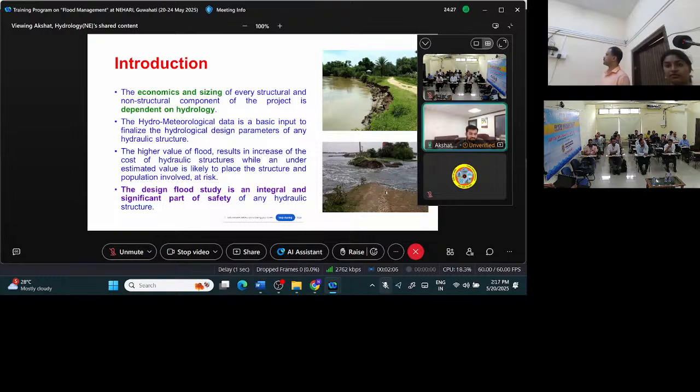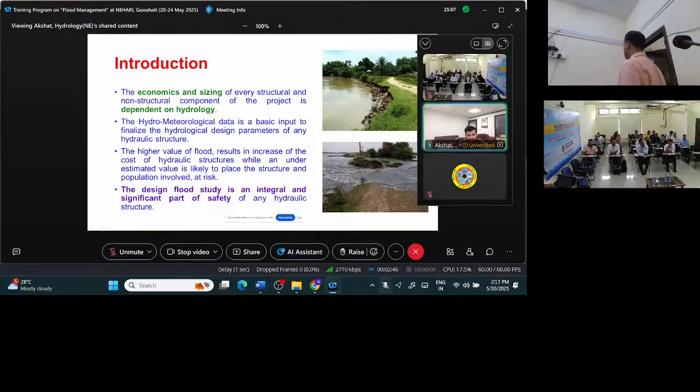Basically, the economics and size of every structural and non-structural component of a project is dependent on the hydrology. What I mean by that is, we should know how much water is going to come, so that we can design every structural and non-structural component accordingly. The hydrometeorological data is a basic input to finalize the hydrological design parameters of any hydraulic structure. Hydrometeorological data means rainfall and discharge data.